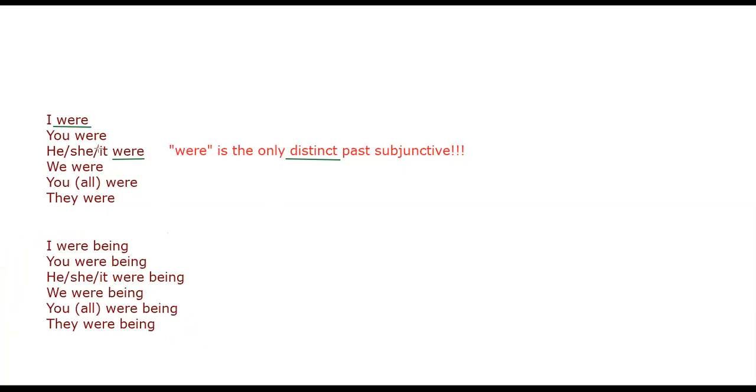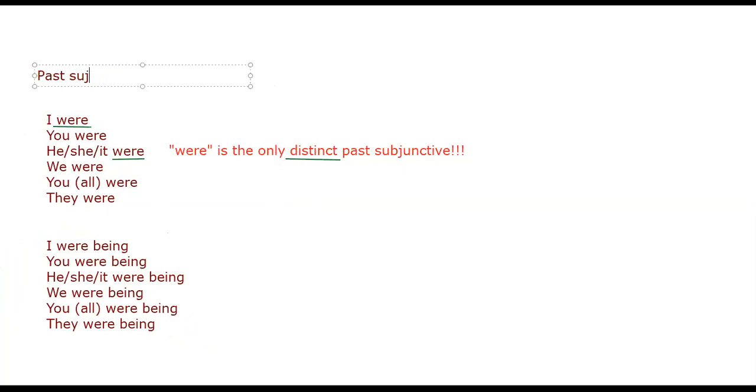For what? Huh? For what you were being. Oh, no, this is just an example. I'm just telling you how to conjugate for the past subjunctive. Why did you put being? Oh, because the verb is to be. We're conjugating the verb to be in the past subjunctive. Yeah, so the verb here is to be.